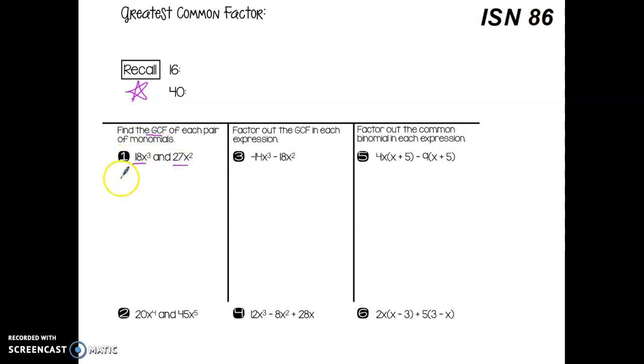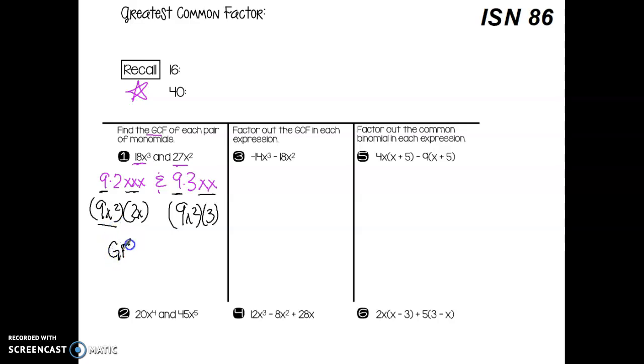So again, look at the number. What is the greatest common number factor that goes into 18 and 27? Well, hopefully you go, oh, it's 9, because 9 times 2 is 18. But don't forget, you have 3 more x's multiplied there. And in 27, 9 times 3 is 27, multiplied by 2 x's. What's common is a 9 and 2 x's. So really, I had 9x squared times 2x. I had 9x squared times 3 to get that back 27x squared. The greatest common factor in these monomials is 9x squared.